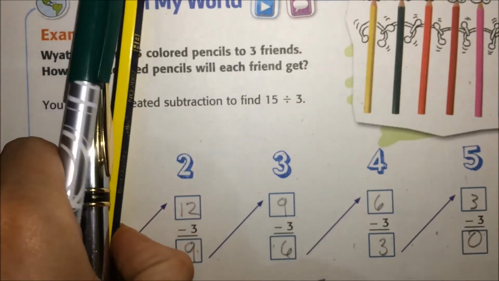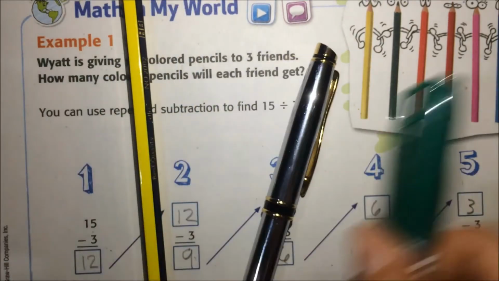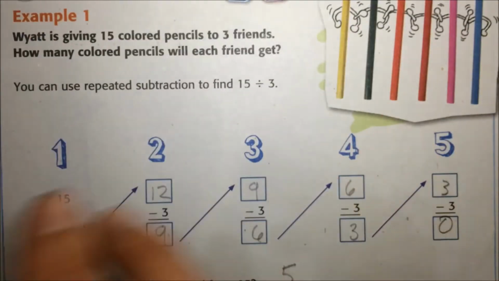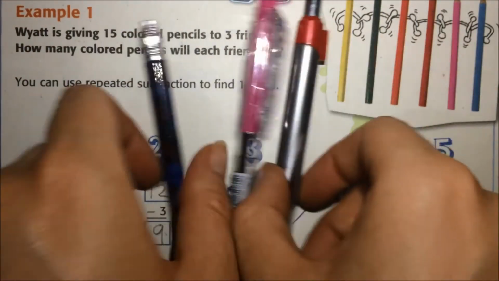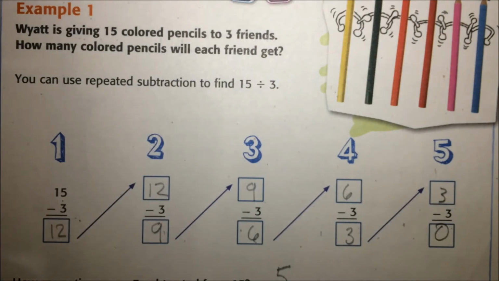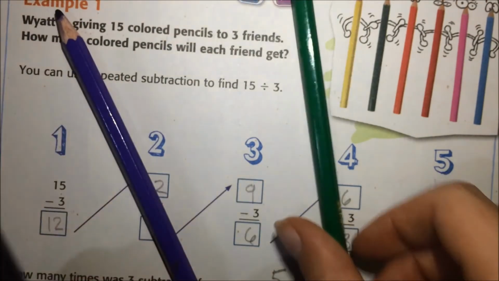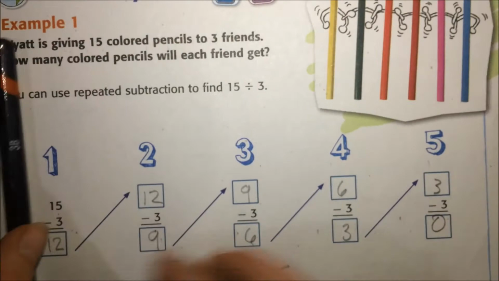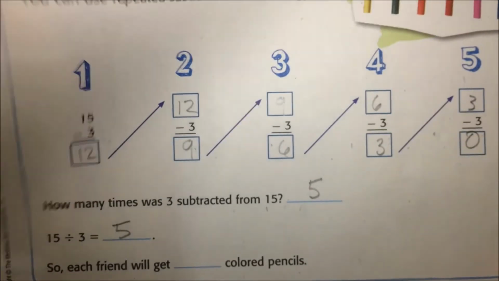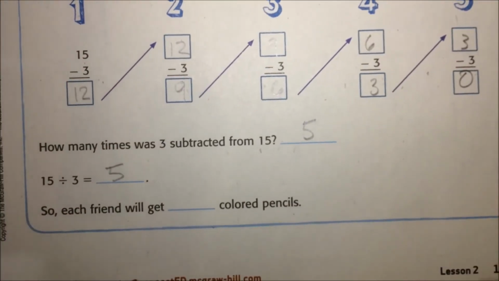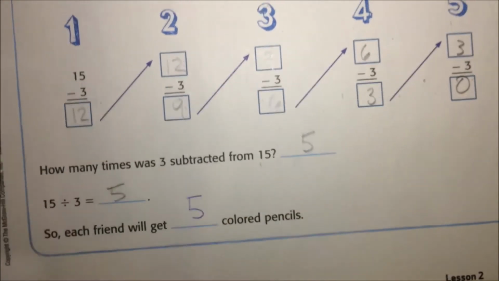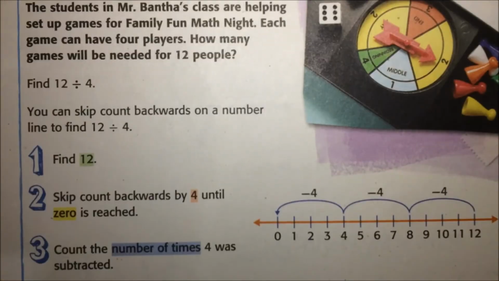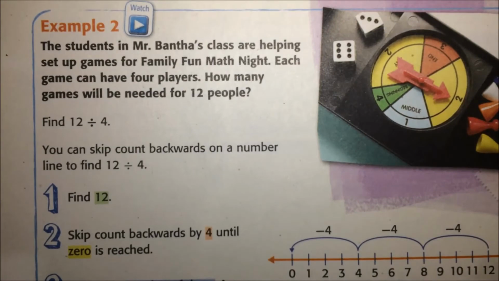So he's giving to each friend. Here, you get 1, you get 1, you get 1. Then he's getting a new set, and you get 1, and you get 1, and you get 1. And a new set, repeated over and over again. So each friend will get 5 colored pencils. But actually, division is much faster than doing repeated subtraction.